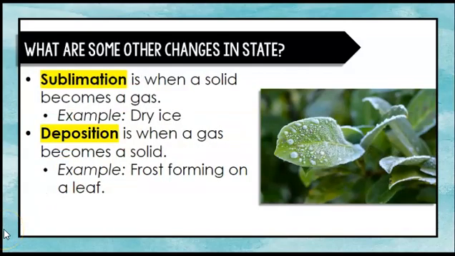The final two changes in state allow us to directly change between solids and gases without going through a liquid state. For example, sublimation, when a solid becomes a gas, occurs in dry ice. Its opposite, deposition, is when a gas directly becomes a solid, for example, when frost forms on a leaf.